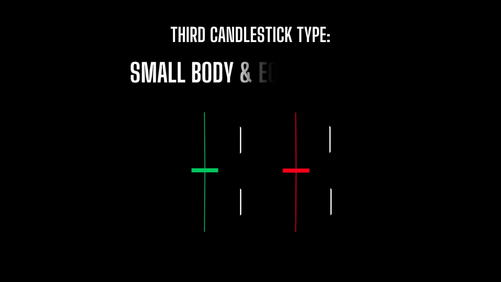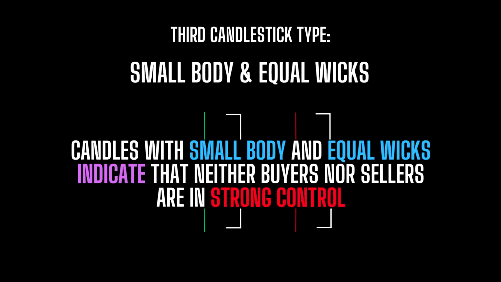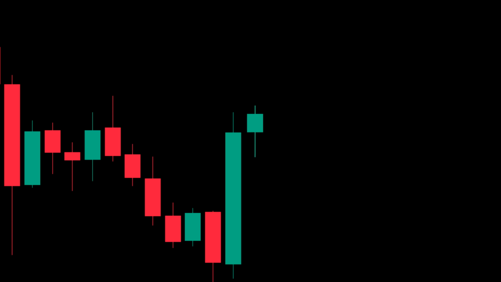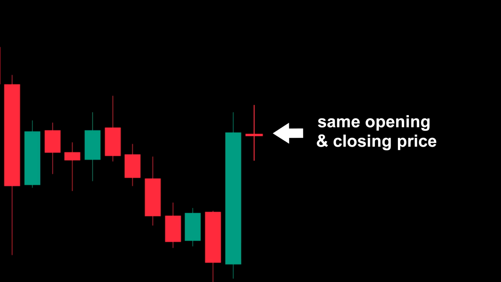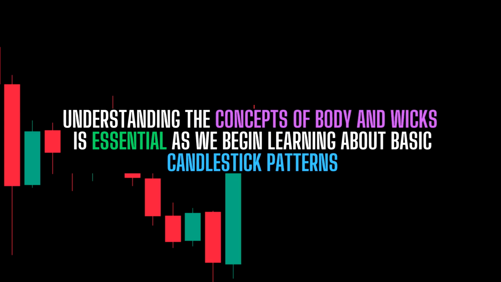The third type is candles with a small body and equal wicks. If a candle has a small body and equal wicks, it indicates that neither buyers nor sellers are in strong control. This is because both buyers and sellers tried to push the price up and down during this period, but neither side was significantly dominant, so the candle closed near its opening price. In this example, buyers had a slight advantage as the candle closes green, however their strength is still nearly equal to the sellers. Understanding the concepts of body and wicks is essential as we begin learning about basic candlestick patterns, so keep them in mind as we move forward.